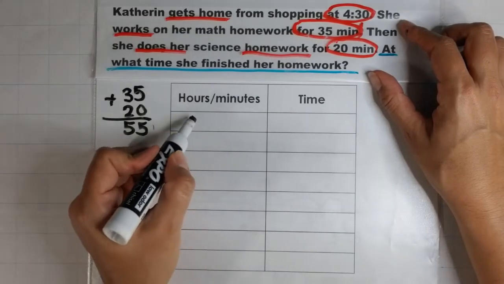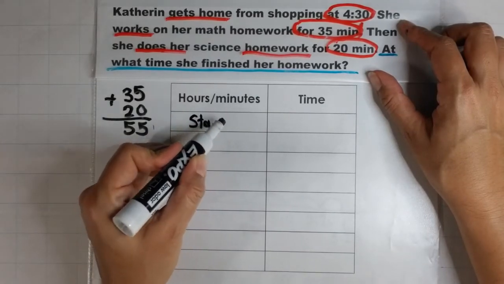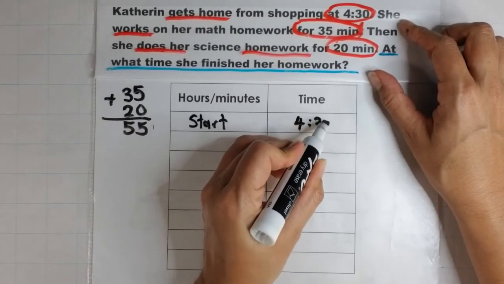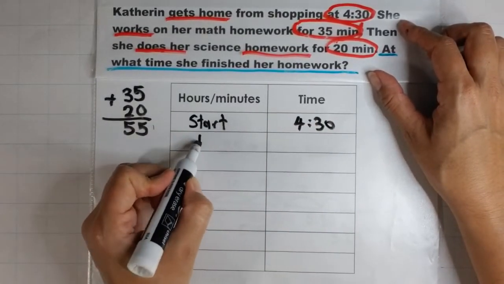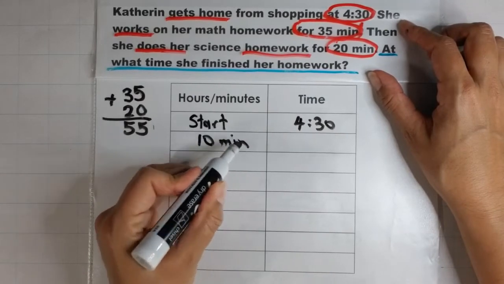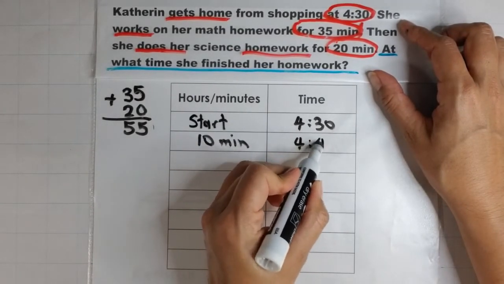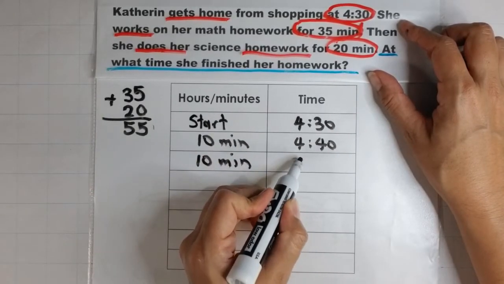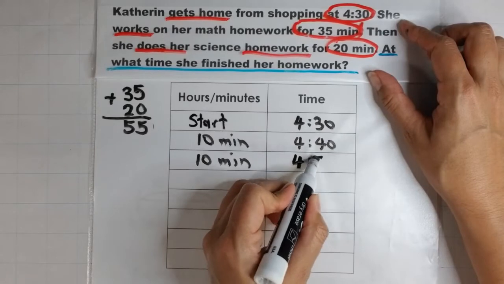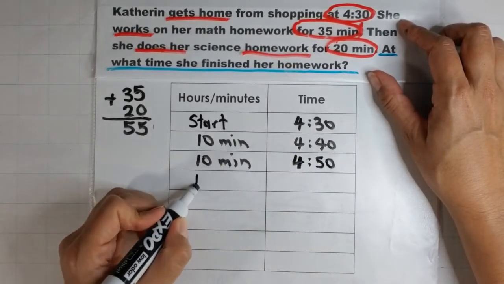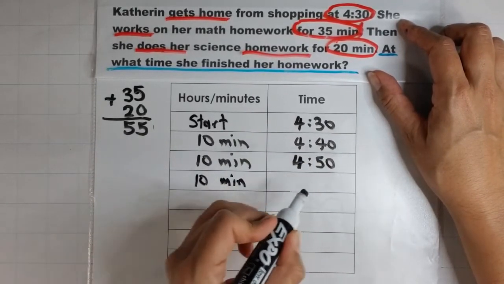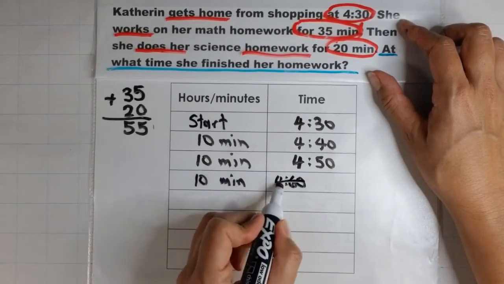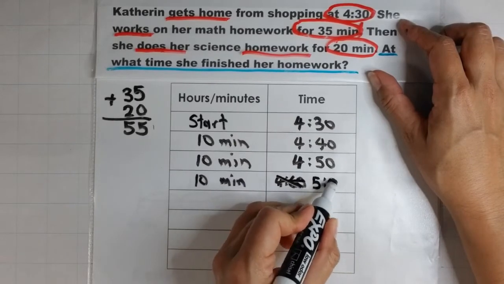So let's put here the starting time. The starting time is 4:30. And if we add 10 minutes, it's going to be 4:40. If we add another 10 minutes, it's going to be 4:50. If we add another 10 minutes, it's going to be again 4:60, but we know we don't have 4:60, that's going to become 5 o'clock.